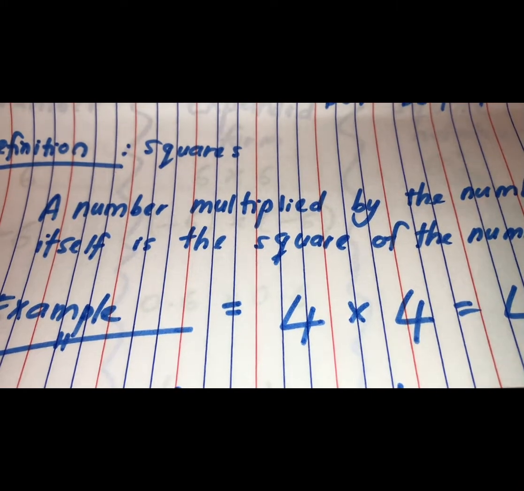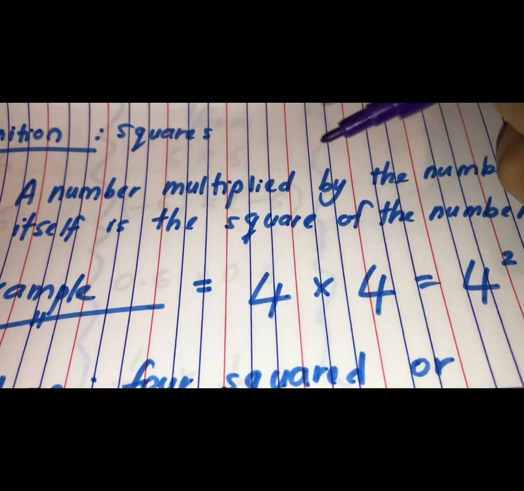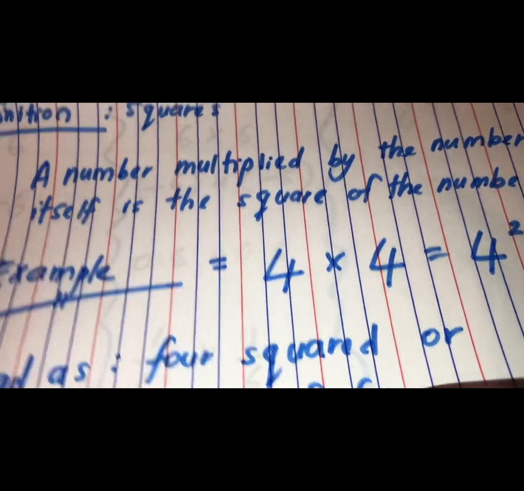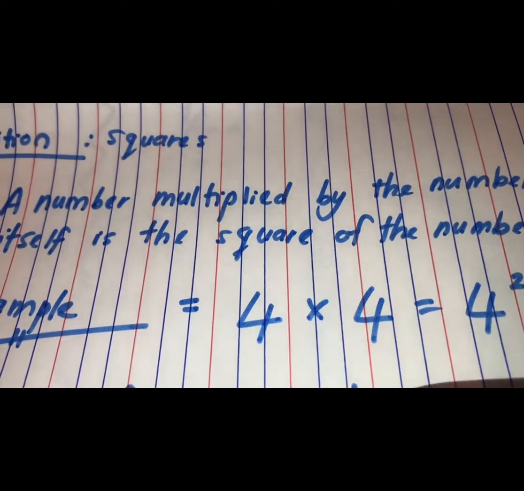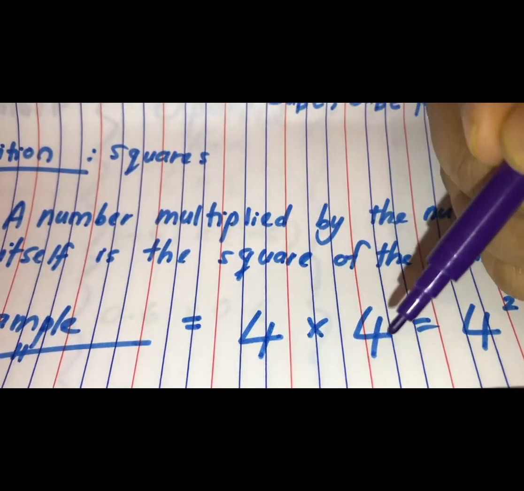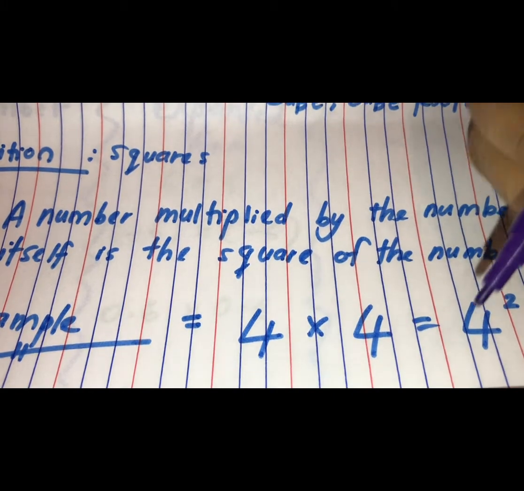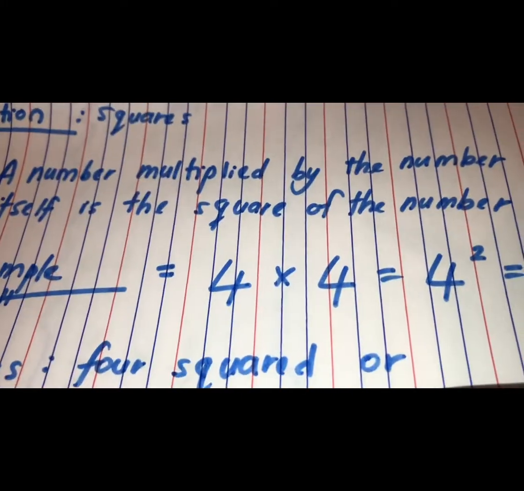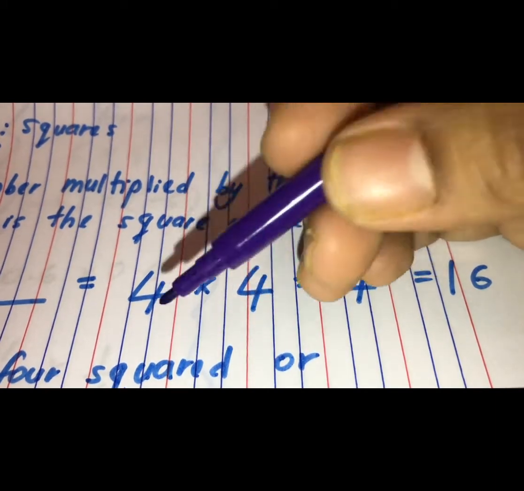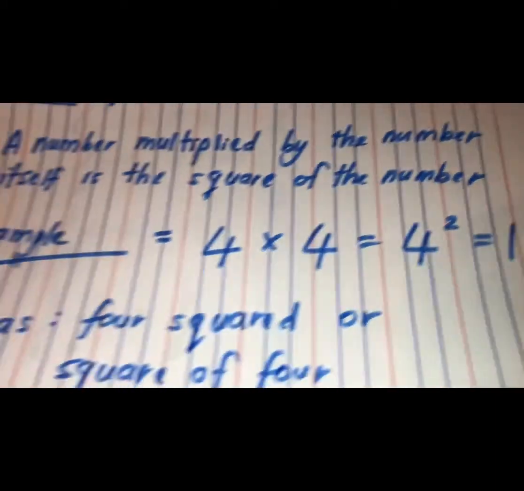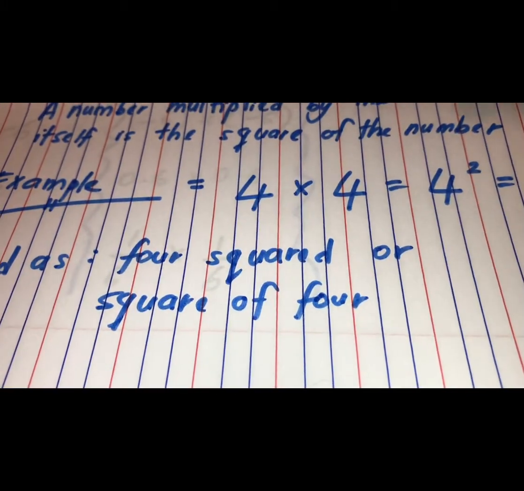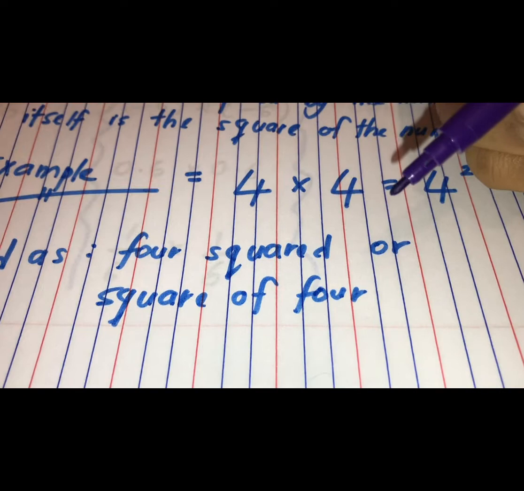The meaning of square: a number multiplied by the number itself is the square of the number. For example, number 4 multiplied by the number itself, multiplied by 4 again, so you will get 4 square. 4 square equals 4 times 4, which equals 16. You can read it as 4 squared or square of 4.